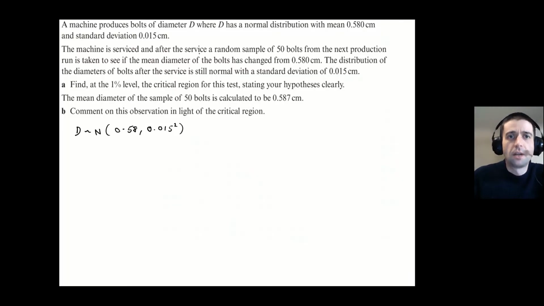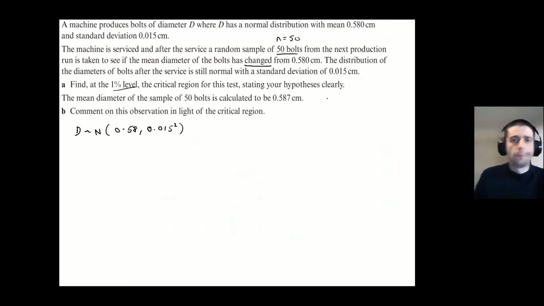The machine is serviced, and after the service, a random sample of 50 bolts, which is telling me that n equals 50, that's important, from the next production run is taken to see if the mean diameter of the bolts has changed from 0.580 centimetres. I'm just going to underline that word changed. The distribution of the diameters of bolts after the service is still normal with a standard deviation of 0.015. And we're asked to find at the 1% level the critical region for this test, stating your hypotheses clearly.